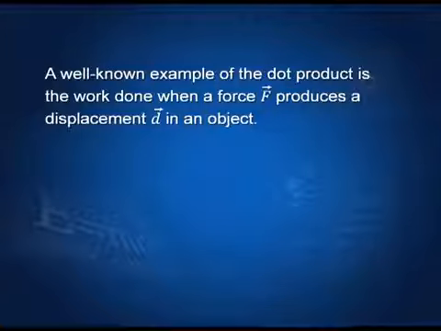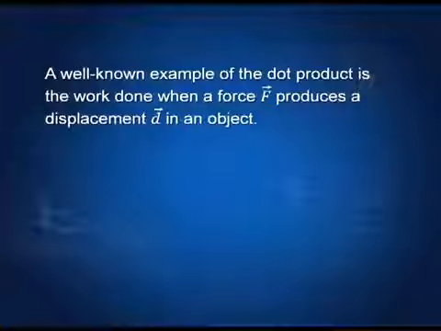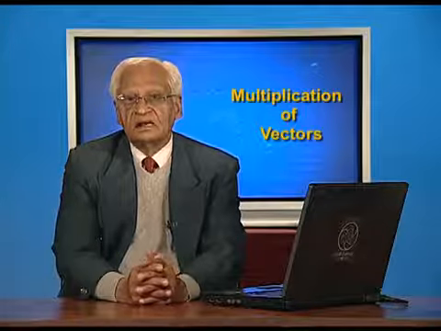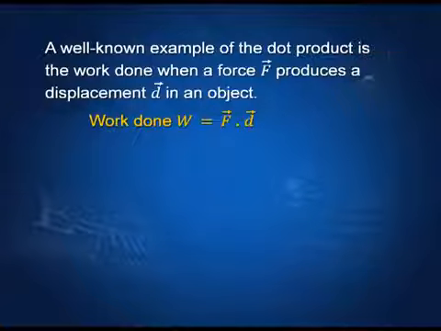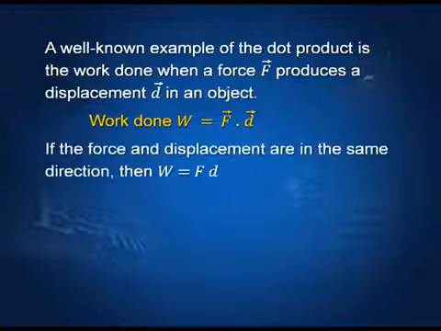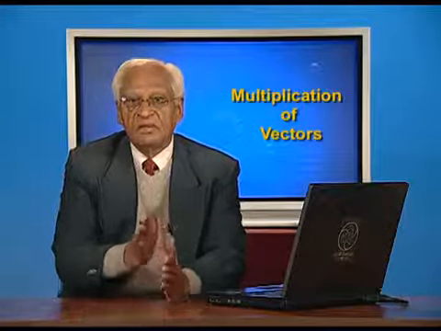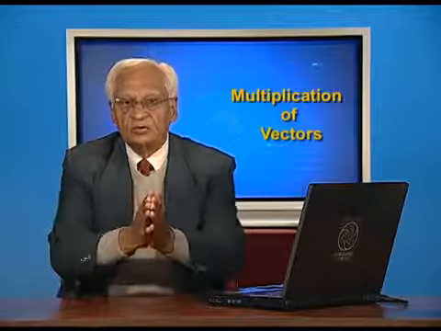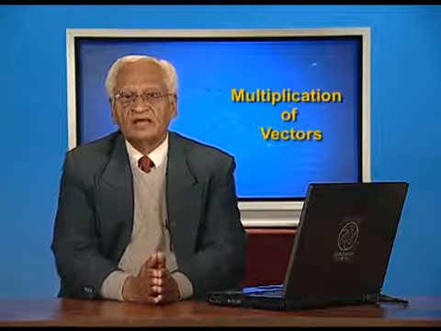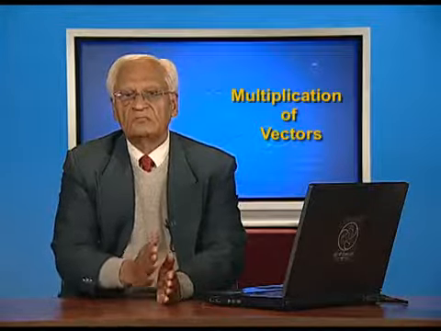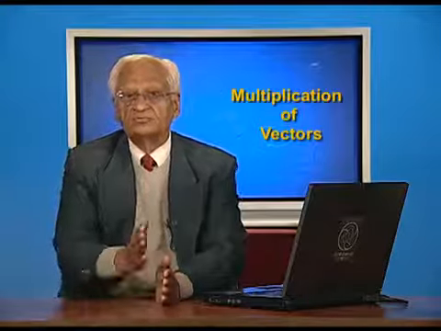A well known example of the dot product is the work done when a force F produces a displacement d in an object. The work done is written as W is equal to vector F dot vector d. If the force and displacement are in the same direction, then the work done is W equal to F d, as you have learnt many times in your classroom. So, work done when force and displacement are parallel to each other is F d, where F is the magnitude of the force, d is the magnitude of the displacement.